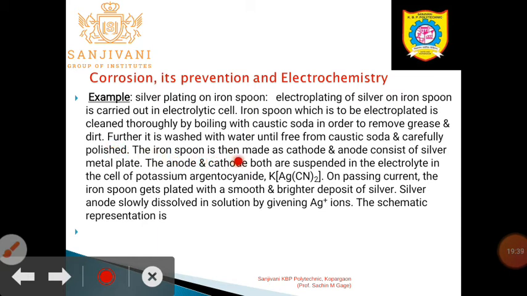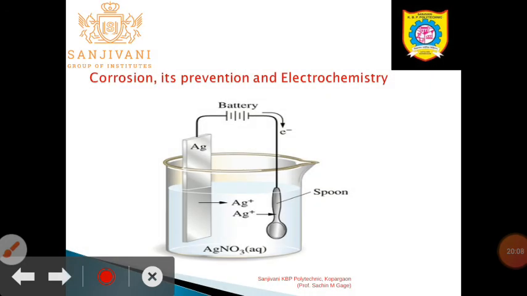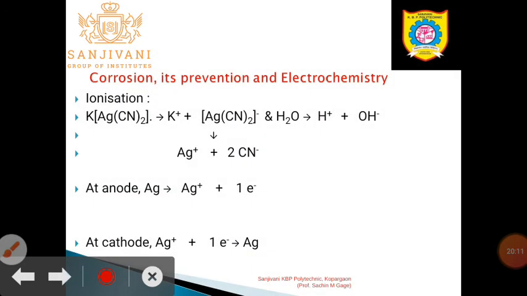The iron spoon is then made the cathode, and the anode consists of a silver metal plate. The anode and the cathode are both suspended in the electrolytic cell containing the electrolyte potassium argentocyanide. On passing electrical current, the iron spoon gets plated with a smooth and bright deposit of silver. The silver anode slowly dissolves in the solution, producing Ag+ ions. The schematic representation is shown here.